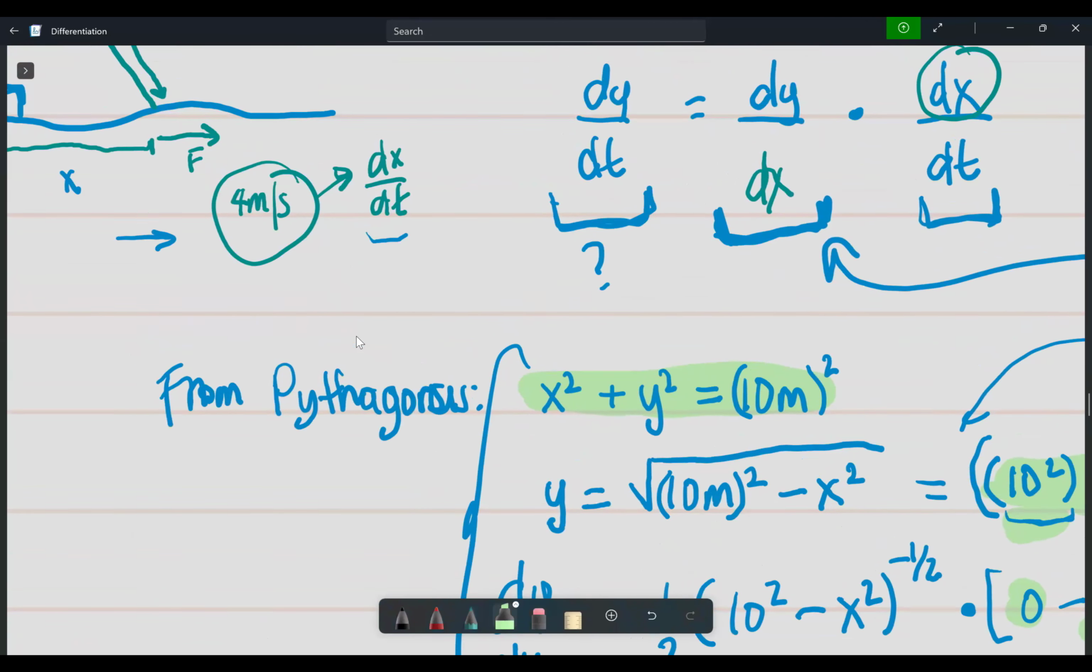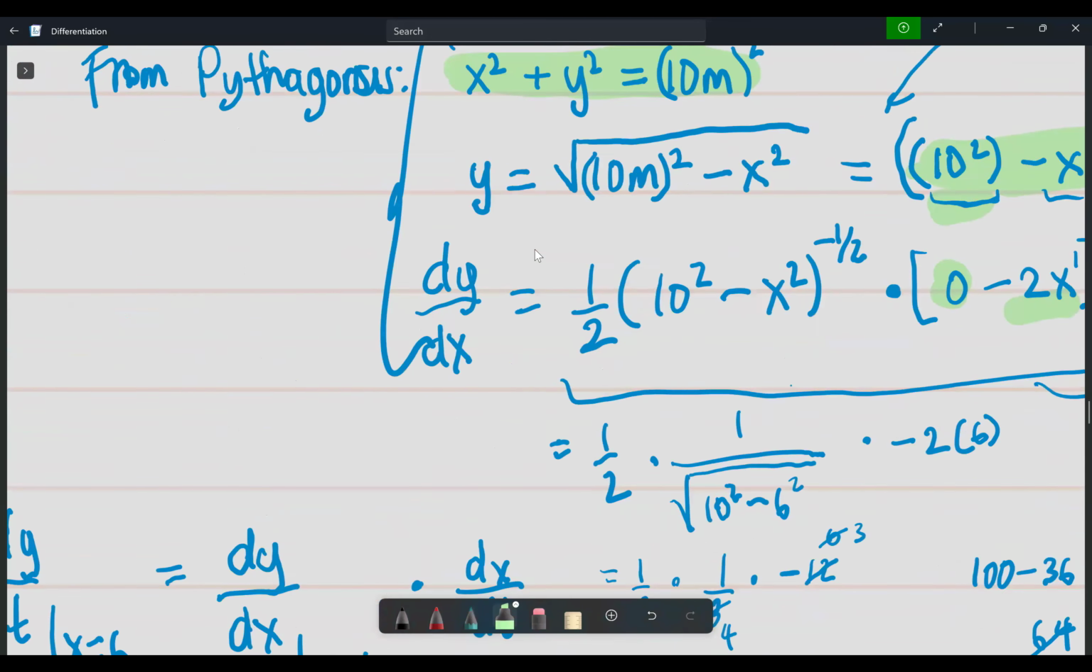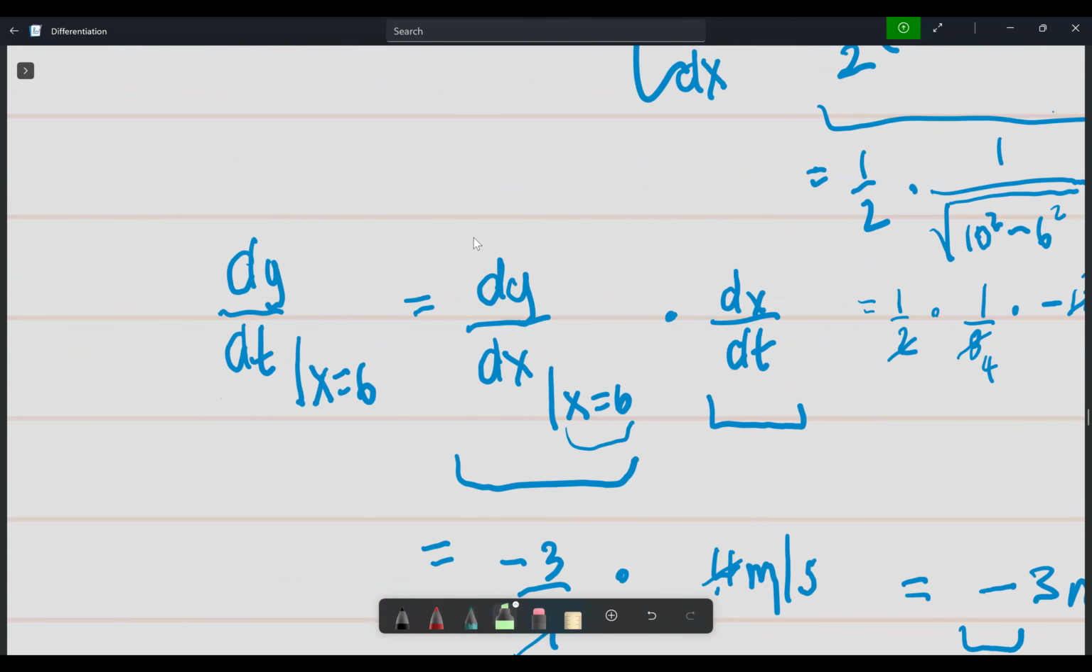But we don't want that, right? Remember the question asks us for dy dt. That's what it asks us, right? So we need to use the chain rule. dy dt is going to be dy dx multiplied by dx dt. If you look at it, it's kind of like a fraction where dx at the bottom will cancel. To be very clear, these are not fractions. You can't do this exactly, but you can think about it like that.